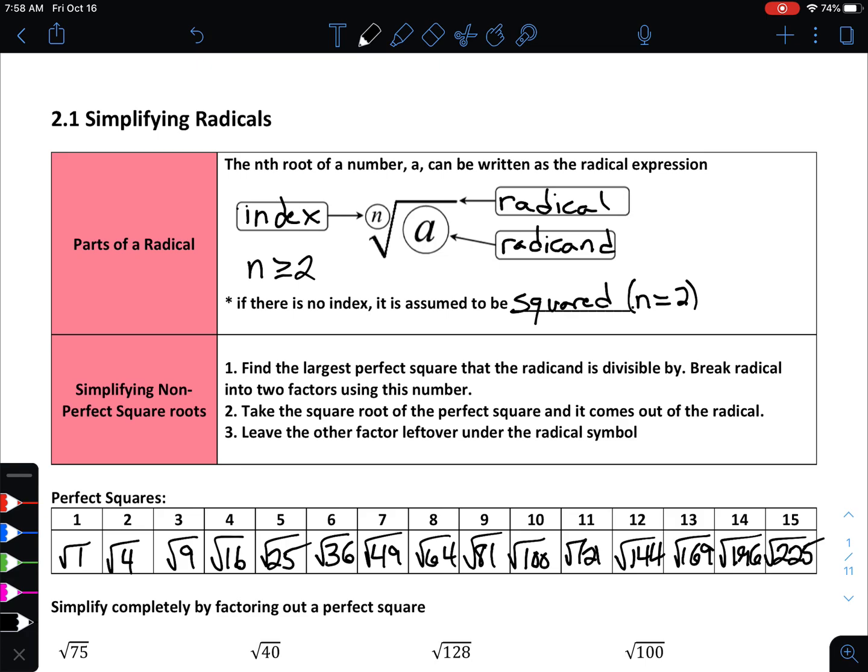When you're simplifying, here are your 3 steps. You're going to first find the largest perfect square that a radicand is divisible by, and then break your radical up into those 2 factors using that number. Step number 2, you're going to take the square root of the perfect square, which will come out of the radical sign. And then step 3, we're going to leave the other factor, which is left over, underneath the radical symbol, and write it all together as one single expression.